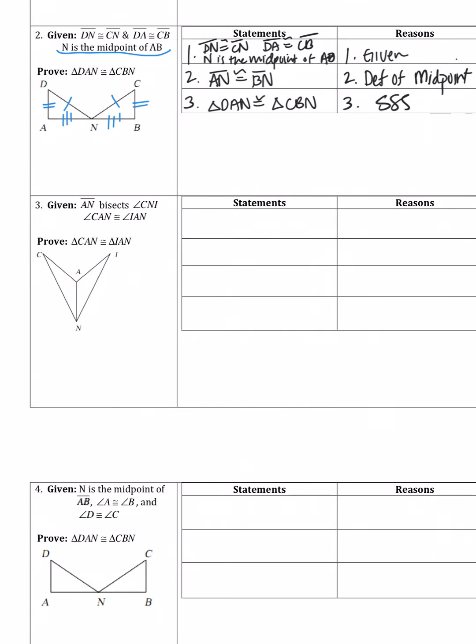Last one we're going to do together. Number 3, you can put your numbers in here. And we can at least do the given. AN bisects angle CNI, and angle CAN is congruent to angle IAN. That's given. And I know my last statement is going to be that these two triangles are congruent.